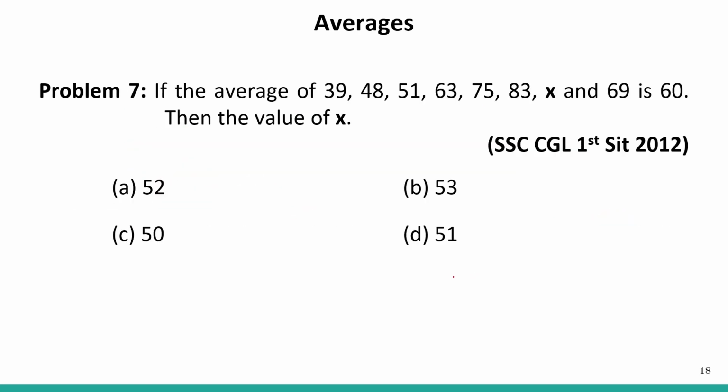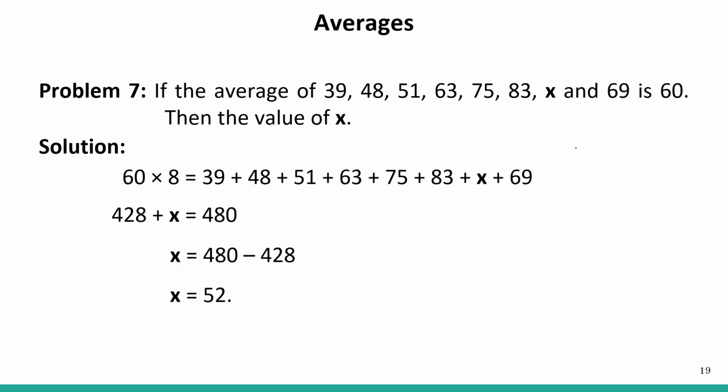Okay. So let's see problem number 7. If the average of 39, 48, 51, 63, 75, 83, x, 69 is 60, then what is the value of x? Is it 52, 53, 50 or 51? So this question has appeared in SSC CGL first sitting 2012 paper. So 60 into 8 is equal to what? 39 plus 48 plus 51 plus 63 plus 75 plus 83 plus x plus 69 is equal to 428 plus x, which is equal to 480, right? So x is equal to 480 minus 428. So x is equal to 52, which is the correct answer.